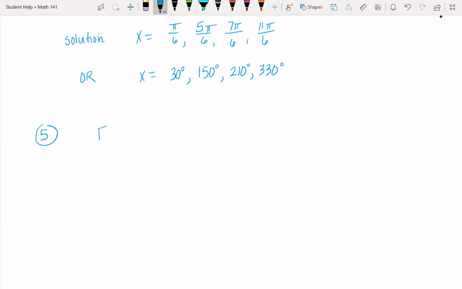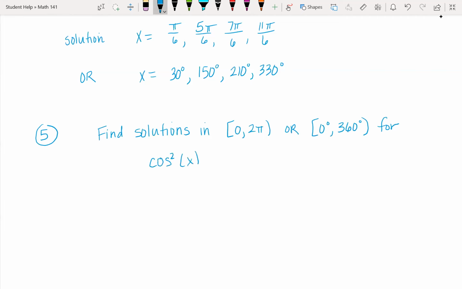Let's find solutions in 0 to 2 pi or 0 degrees to 360 degrees for cosine squared plus 2 cosine equals 3.